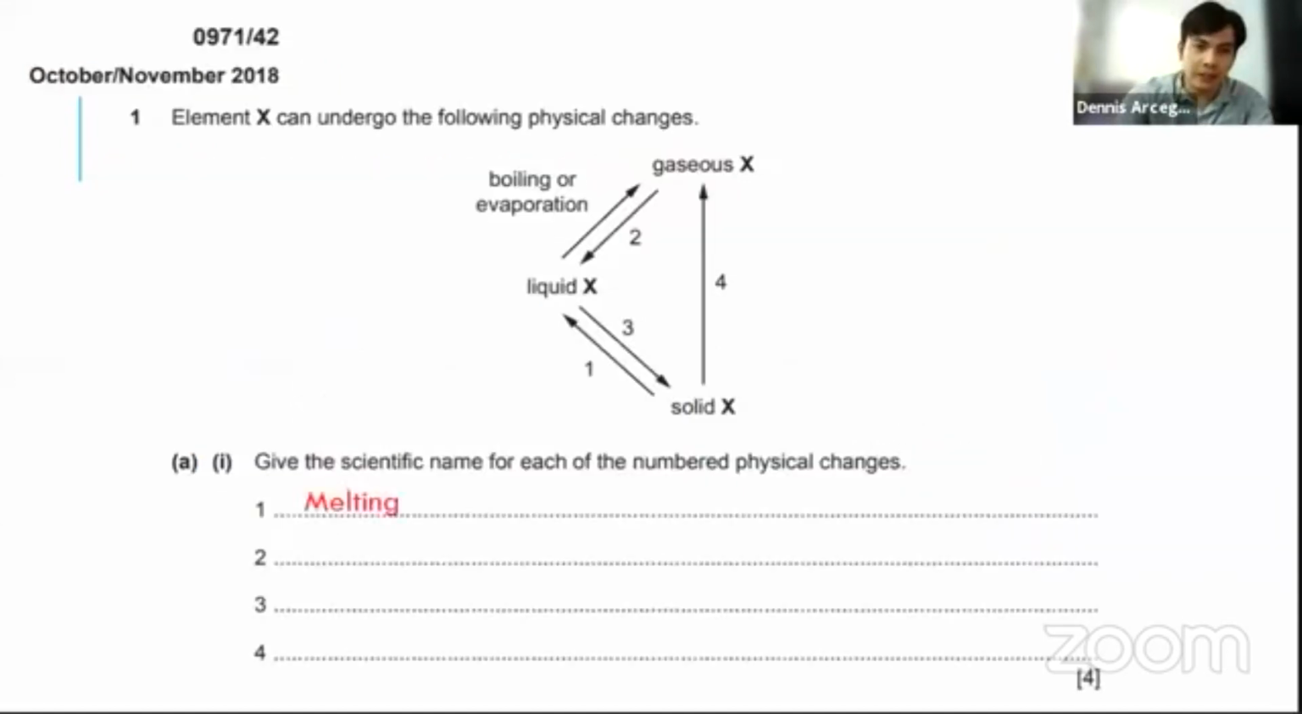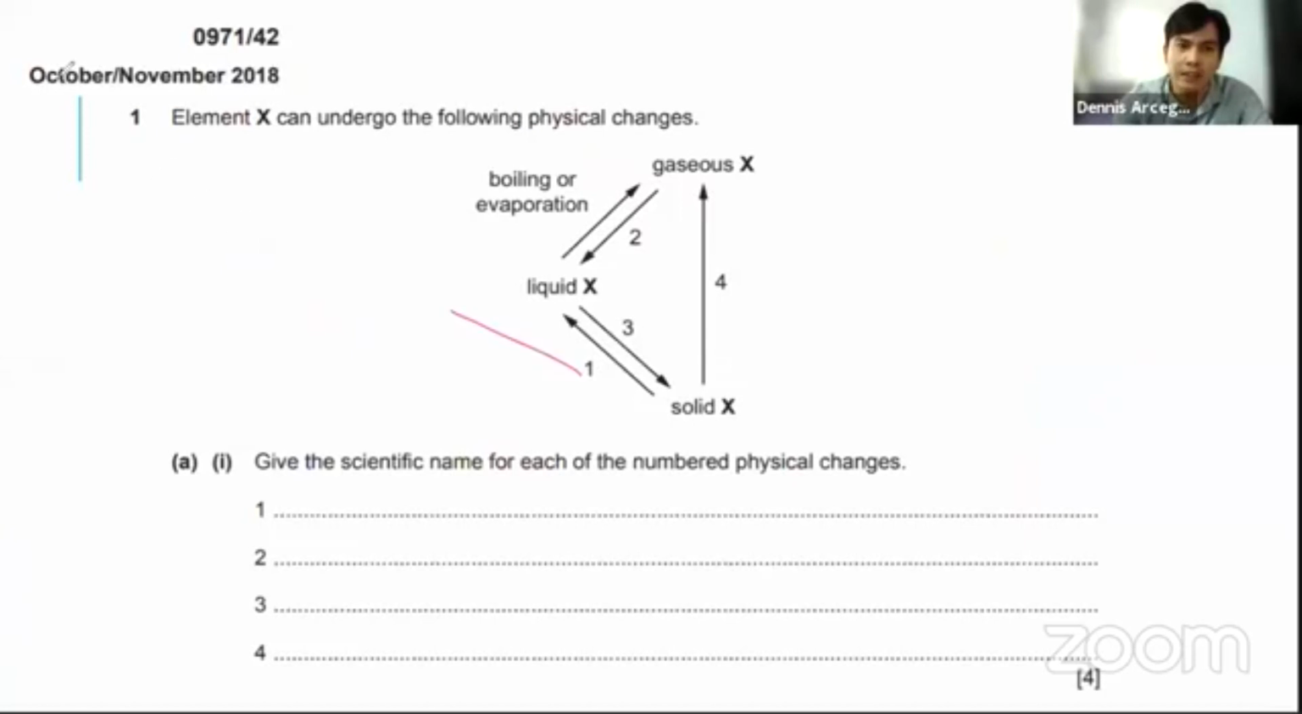Then another question is from paper 4. This is October-November 2018, variant 42. Sometimes they'll give you diagrams or figures like this one, okay? But sometimes they will give you a direct question. Let's say, for example, what process is solid to gas? So they can give you a direct question like that. But sometimes they'll give you something like this also. So let's try to analyze this question. Give the scientific name for each of the numbered physical changes. So you know this one already.